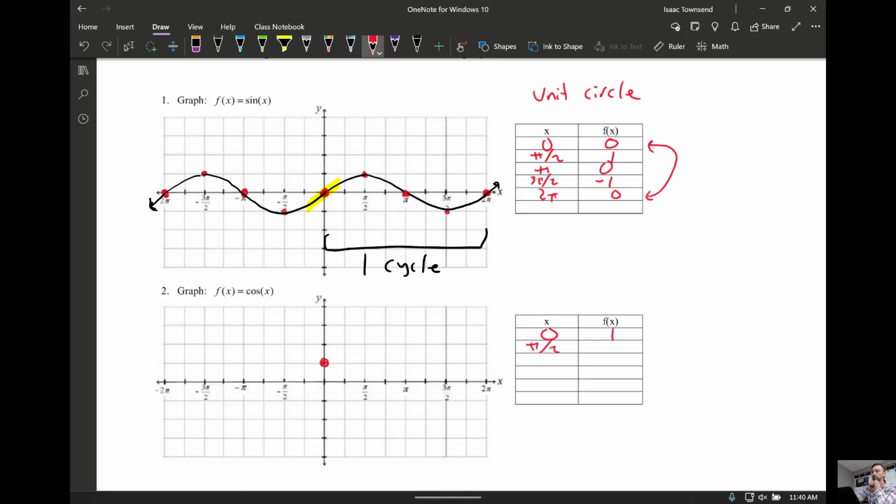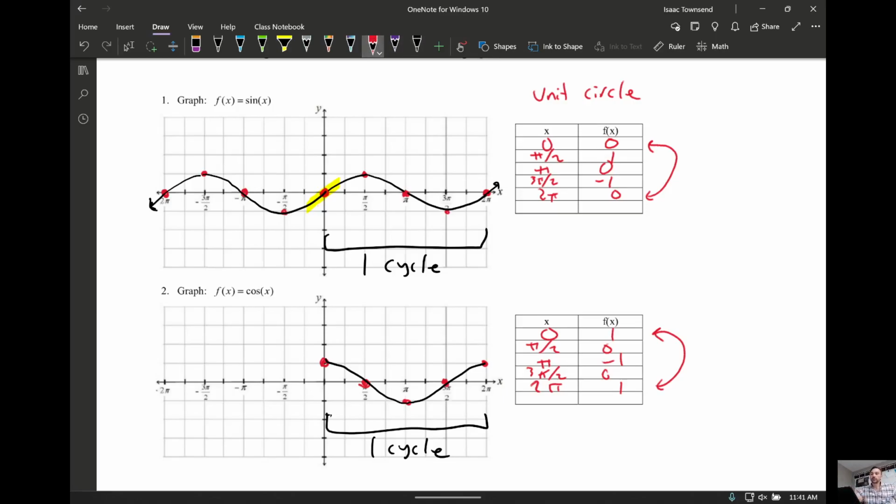I know at pi/2, cosine is 0. At pi, it's -1. At 3 pi/2, it's back to 0. And 2 pi is coterminal to 0, so it's going to have the same value again. Connect those. And here is one cycle of the cosine graph. So that is the full pattern of cosine.